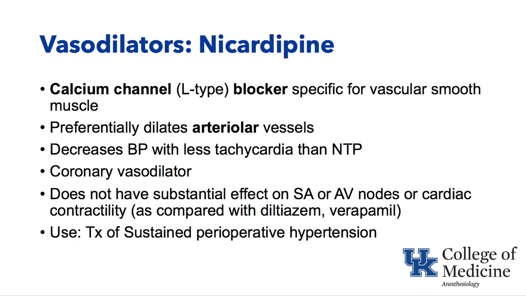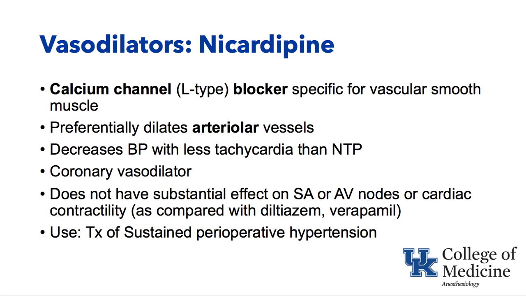Nicardipine is a calcium channel blocker and specific for vascular smooth muscle, the calcium channel being an L type. Preferentially, when you give nicardipine, it will dilate arterial vessels. Remember, nitroglycerin was mainly venules, nitroprusside was mainly arteries. Nicardipine is an arterial vasodilator and will decrease blood pressure, but you're not going to get the same tachycardia that you do with nitroprusside. Remember, when you turned on nitroprusside, their blood pressure dropped. They would get reflexive tachycardia, even to the point where esmolol may have to be added along with the nitroprusside.